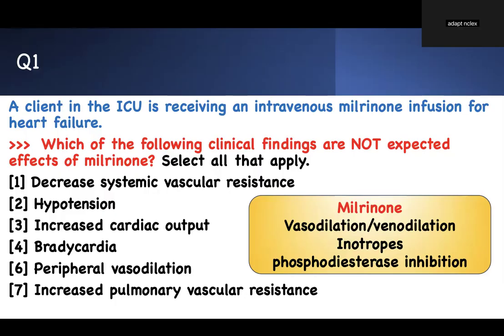If I'm decreasing the vascular resistance in the vein and in the artery, there's no way my pulmonary system will have increased pressure. Therefore, 7 is not expected. It should have decreased pulmonary vascular resistance. That's why we use this medication for heart failure. Therefore, which of these is not expected? Number 4 and 7. Once again, Milrinone causes vasodilation, venodilation, and is an inotrope. It does its job using phosphodiesterase inhibition. This is the concept you need to master.